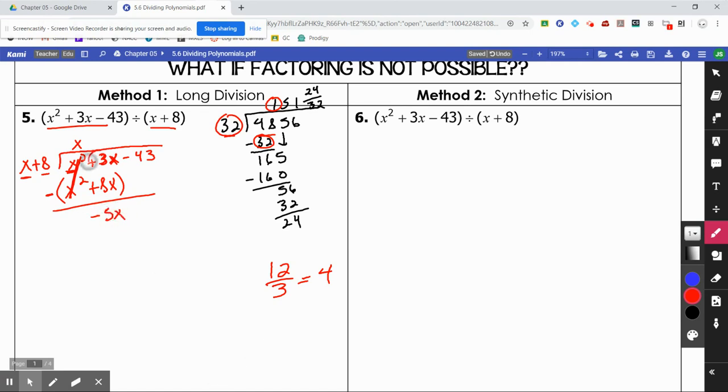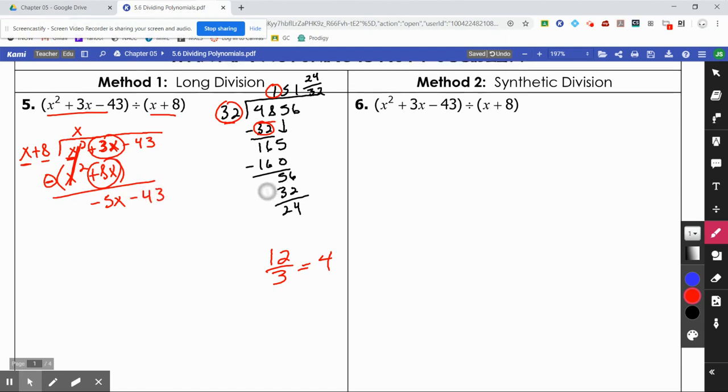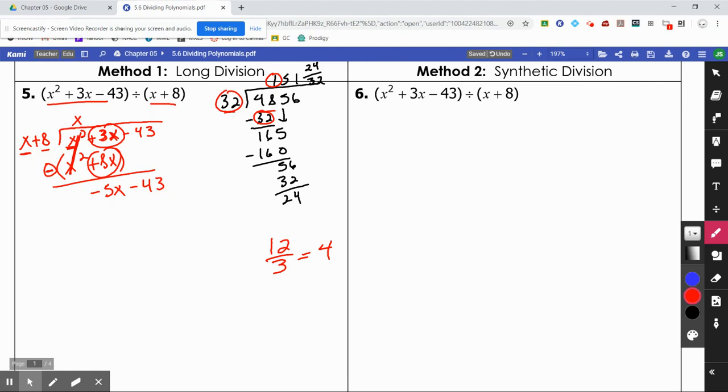A lot of people miss it there. This minus this. What do you do next? You bring down the negative 43 and you do it again. X into negative 5x. We'll go negative 5 because negative 5 times x is negative 5x. And you've got to multiply it by both. Negative 5 times 8 is a negative 40. Do the same thing. Subtract again.